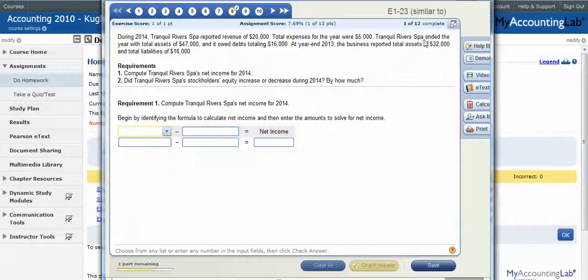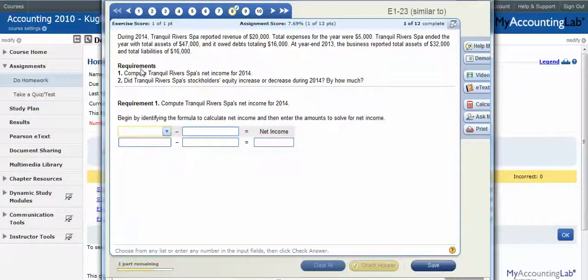Tranquil Rivers Spa ended the year with total assets, 47,000. Where do assets go? Balance sheet. And it owed debts totaling $16,000. Aha, debts, liabilities, balance sheet. At the end of 2013, the business reported total assets of $32,000. So our assets changed and our liabilities changed. There were events in our business that caused those balances to change.